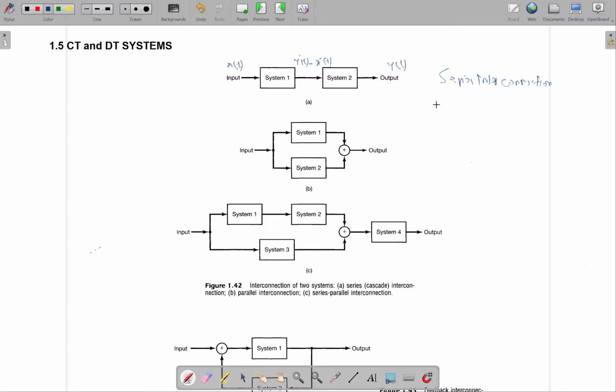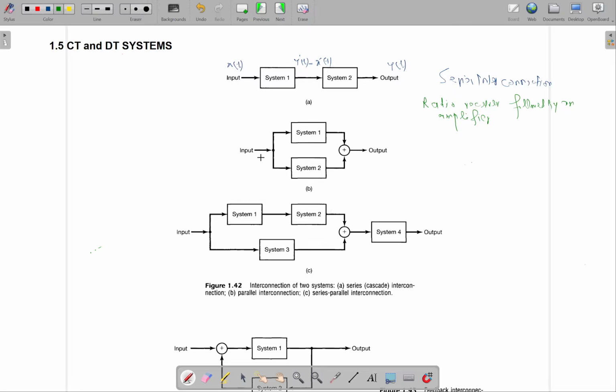So in practical applications, you're not going to find an isolated system. You're going to find the interconnections of the system, many systems connected together in some manner. So this is one of the examples. One very simple example where you can find series interconnection is a simple radio receiver followed by an amplifier in your car. So this is a simple example of a series interconnection system.